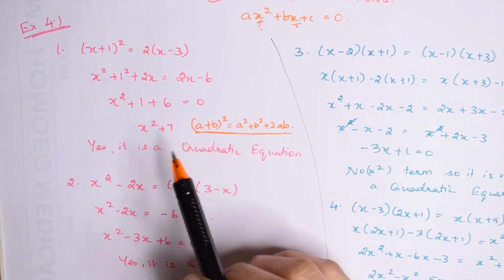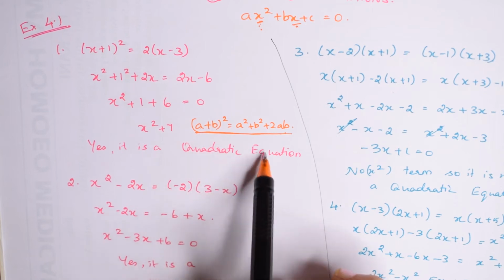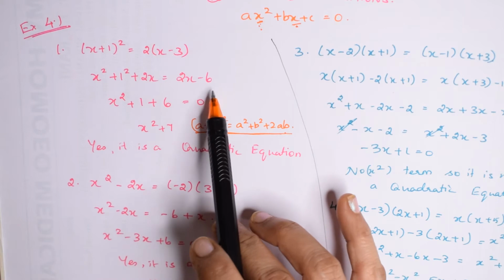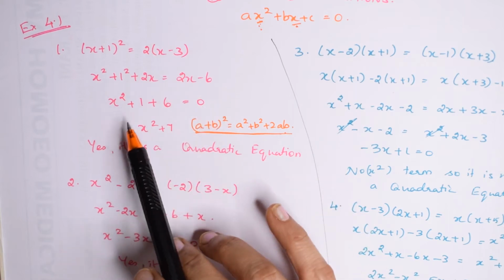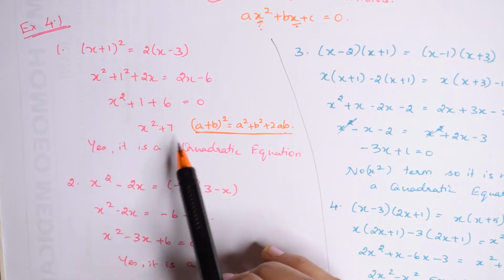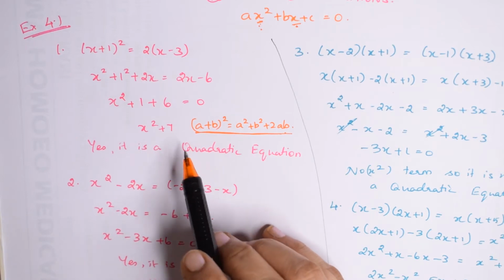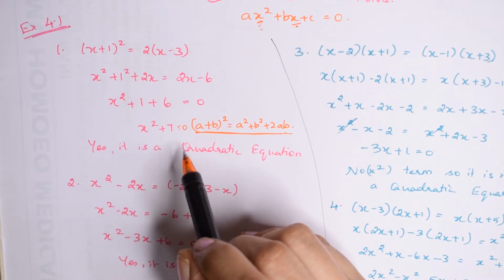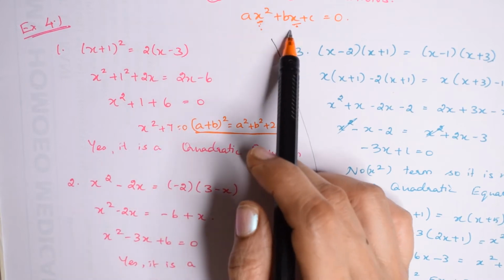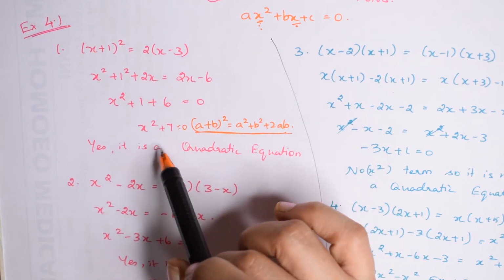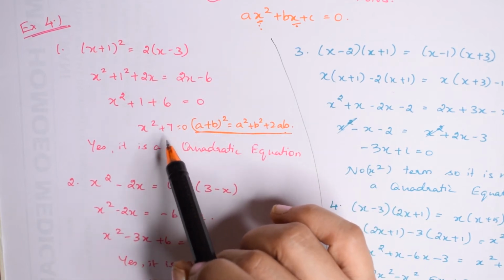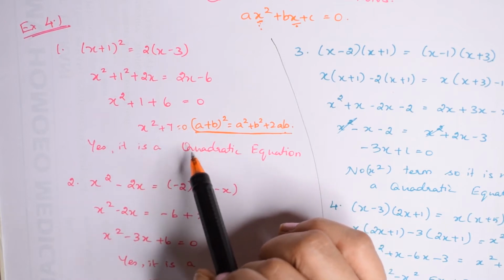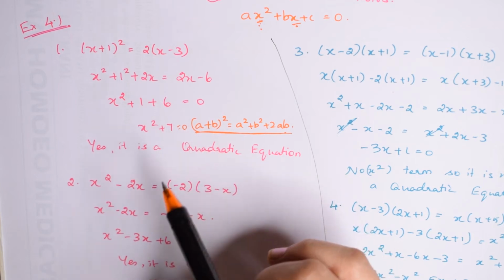Here I am expanding it with the formula. If you don't know the formula, we can multiply it out. When we expand, I bring the 2x minus 6 also to the left hand side, and we get the form x square plus 7 is equal to 0. There is no x term, but the x square term is there. So what does it mean? It means x square is equal to minus 7, and x is equal to plus or minus square root of minus 7. So it gets two values.